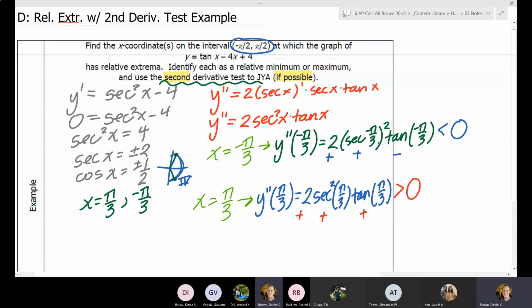That's enough information to figure out whether we have a relative minimum or a relative maximum. Let's talk about x equals negative pi over 3 first.